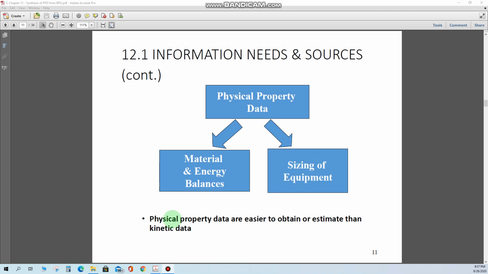Okay, now physical property data are easier to obtain or estimate than the kinetic data. Now physical property information is rarely available in the books and in the open literature. However, the kinetic data, which is more related with the catalyst, is some kind of confidential data that is not easily available online, and you have to see the company books, or you have to contact the vendors.